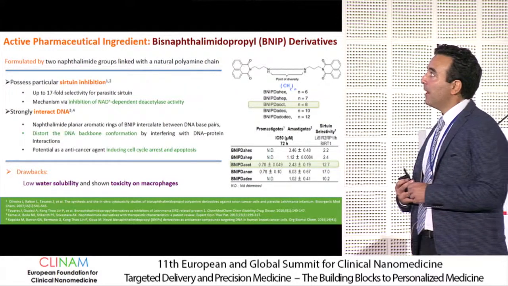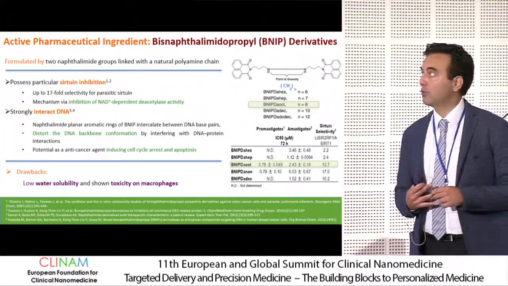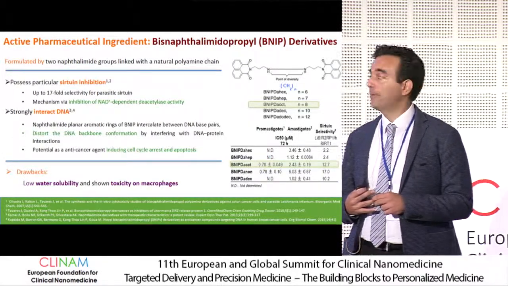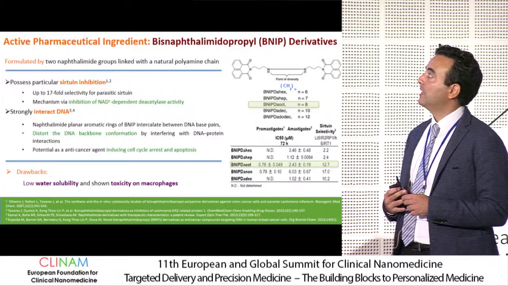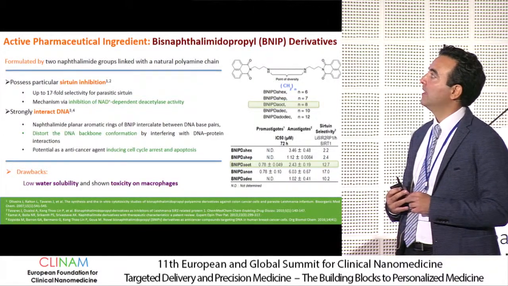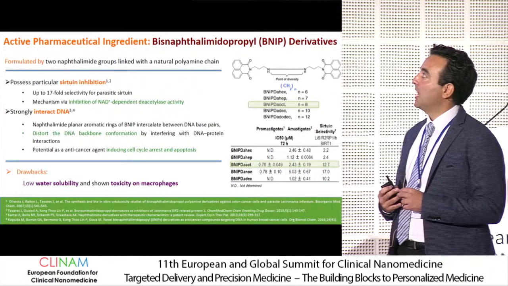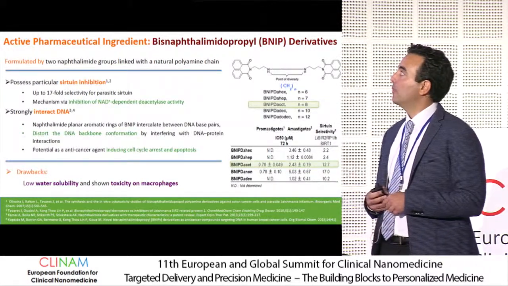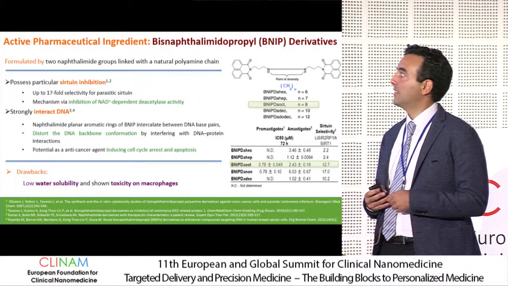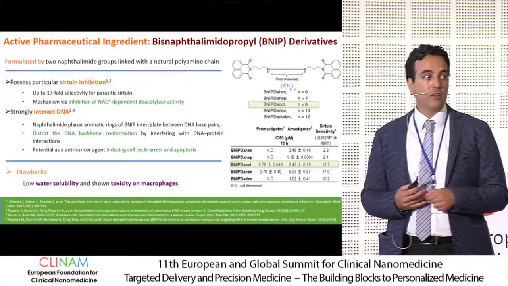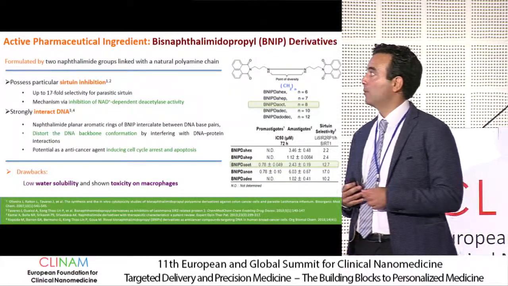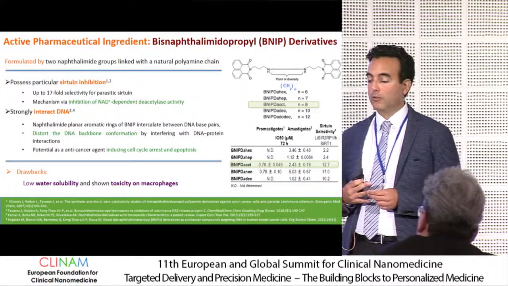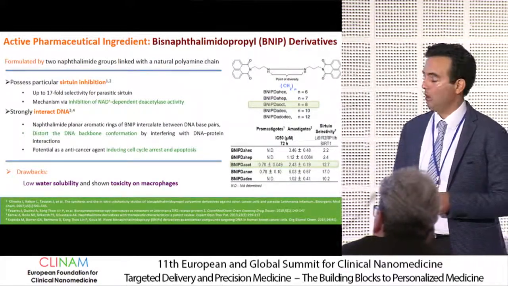Besides its antiparasitic activity, it has also been shown that BNIPs are effective against cancer. They strongly interact with DNA, and the naphthalimide planar aromatic rings of BNIP intercalate between DNA base pairs. They distort the DNA backbone conformation by interfering with DNA-protein interaction, and they induce cell cycle arrest and apoptosis. The drawback of this drug candidate is its low water solubility and shown toxicity on macrophages.